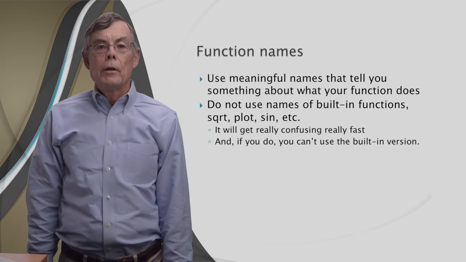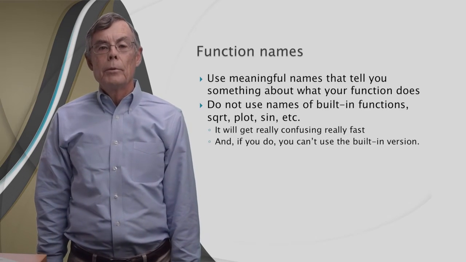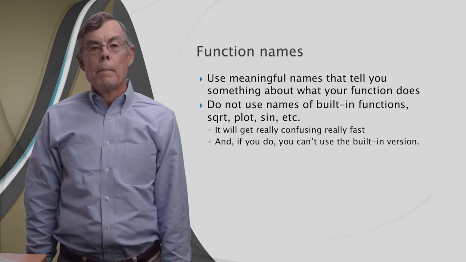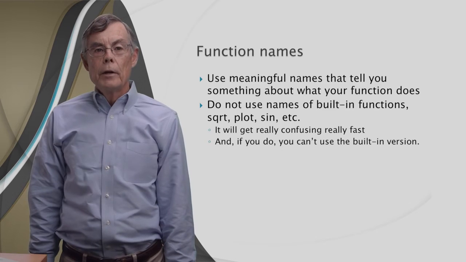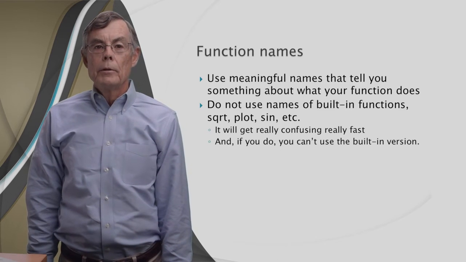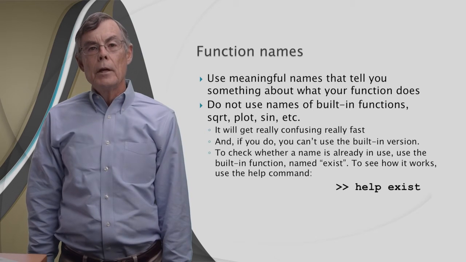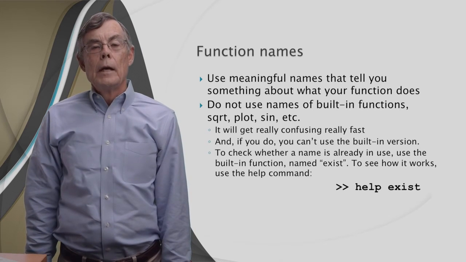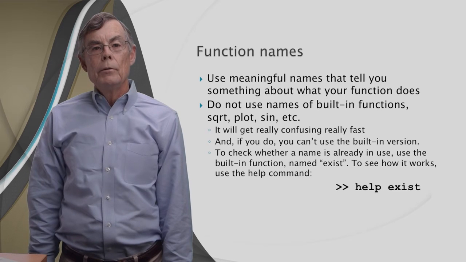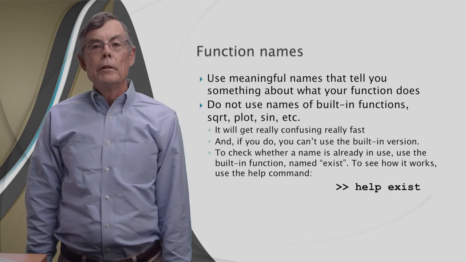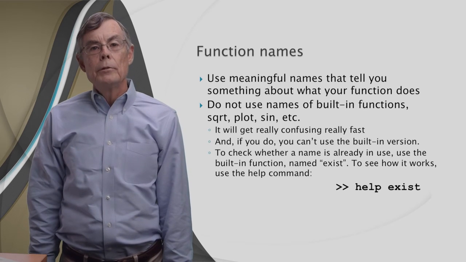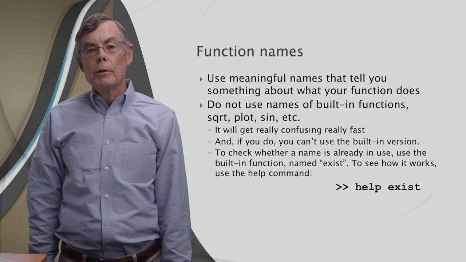If you see a function called sqrt, for example, you're going to expect it to return the square root of its argument. And furthermore, if you name your function sqrt, you won't be able to call the built-in sqrt. You'll be running yours instead. How do you know whether or not there's a built-in function with a name that you'd like to use? Use the built-in function named exist. The command help exist will help you learn how to use it.